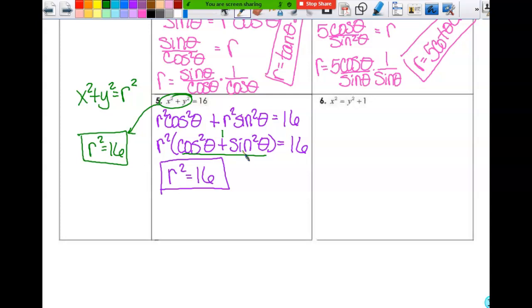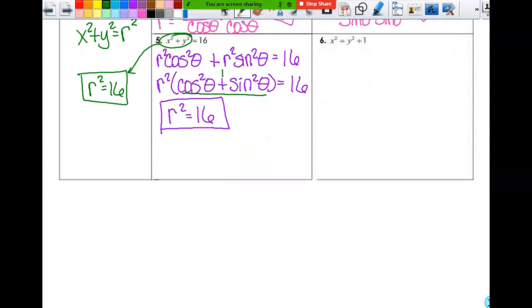No, because they're not being added, right? And if I move it over there, it's going to be subtraction, so it's not going to work. So I'm pretty much going to have to do this kind of thing again. So let's try that. We've got x squared, that's my r cosine theta. So this is r squared cosine squared theta equals y squared, r squared sine squared theta, plus 1.